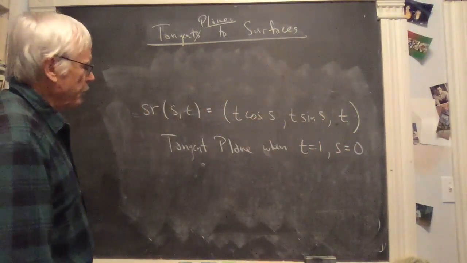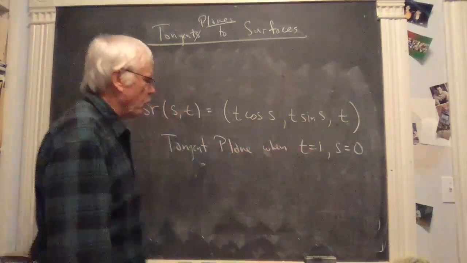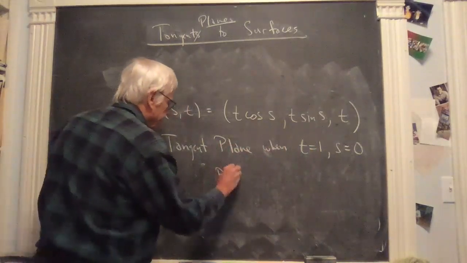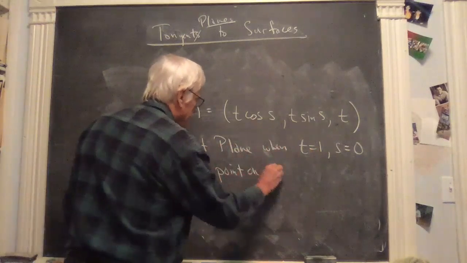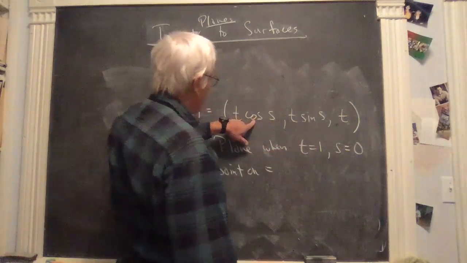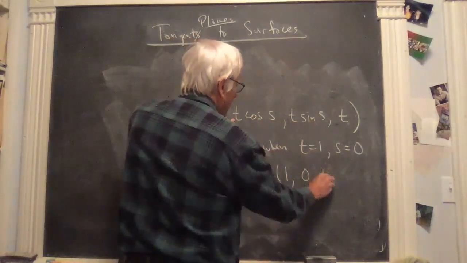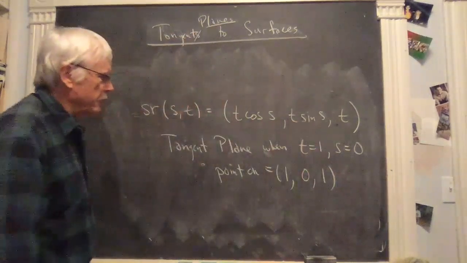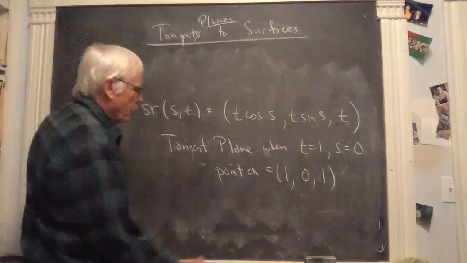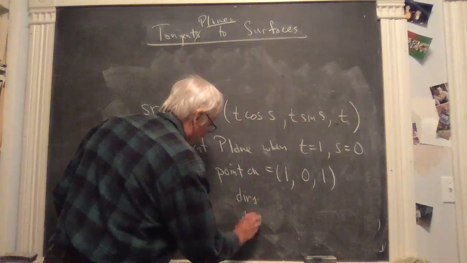So the tangent plane, this is given parametrically. So we'll look at the tangent plane when T is 1 and S is 0. So the point on, plug and chug. If S is 0, the cosine of 0 is 1. T is 1, so you get 1. Sine of 0 is 0. So the point on is 1, 0, 1. And so now we want dir 1 and dir 2.